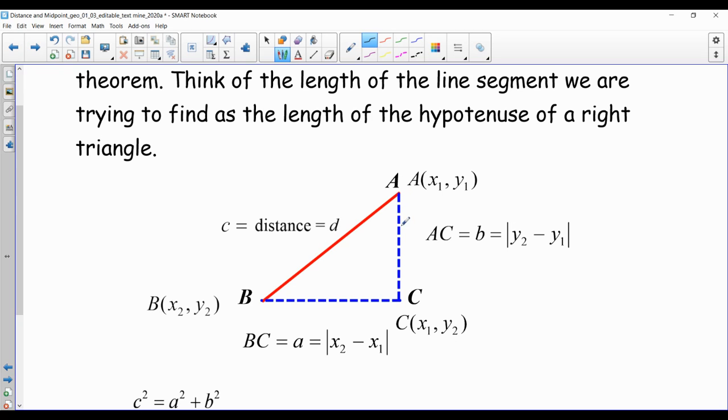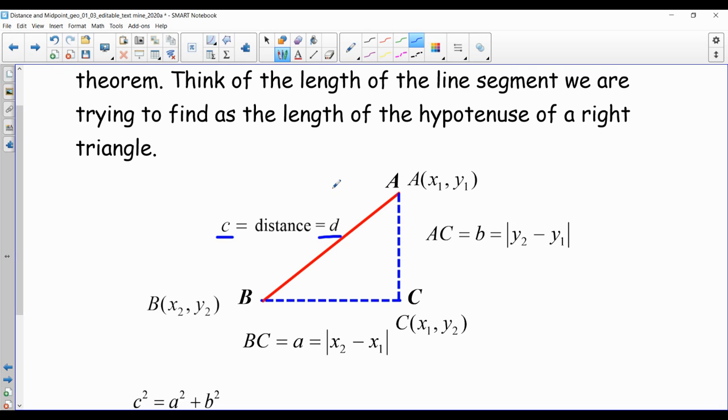And if it's a right triangle, then I can relate the c, which is now my distance d. So c squared equals a squared plus b squared. d squared is equal to, well, let's take a look at that.